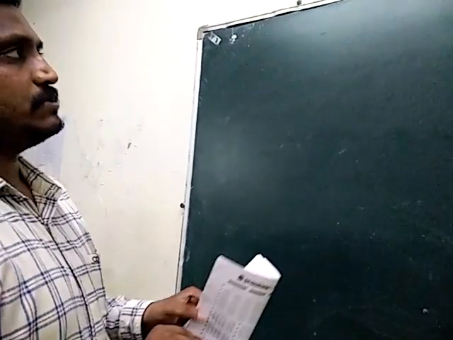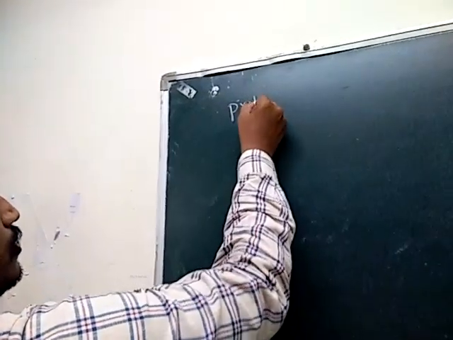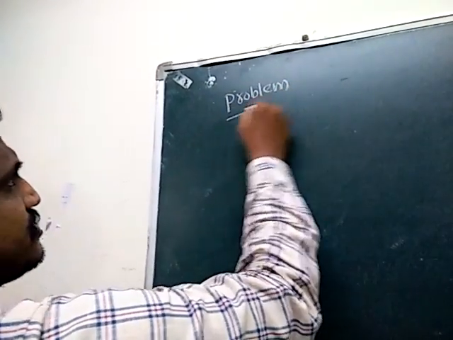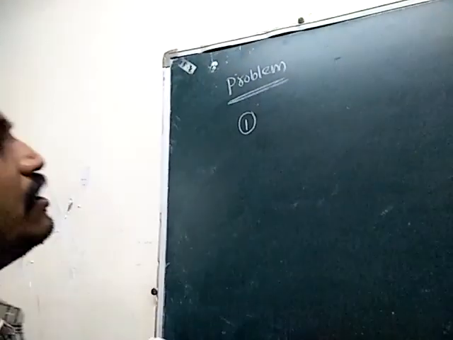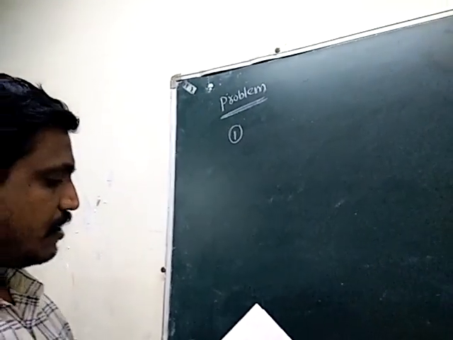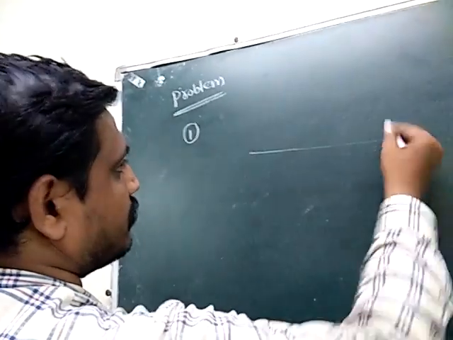Rotatory motion problems. First, problem number 1. I discuss some models and same problems. I give the assignment also. Okay. Today to discuss this is the square.